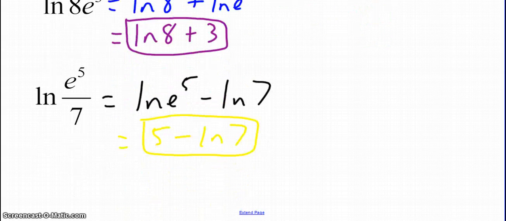Same thing happens here on the last one. Natural log of e to the 5th over 7 is the natural log of e to the 5th minus the natural log of 7. Natural log of 7 is not a nice number, so I'm just going to leave it as the natural log of 7. But the natural log of e to the 5th is 5. So this is 5 minus the natural log of 7.